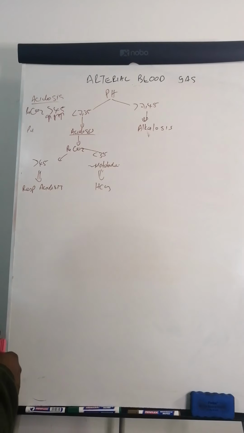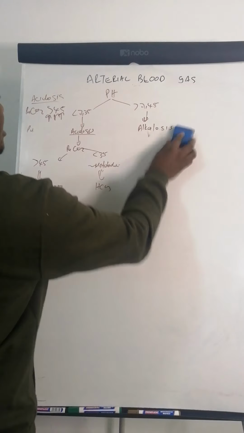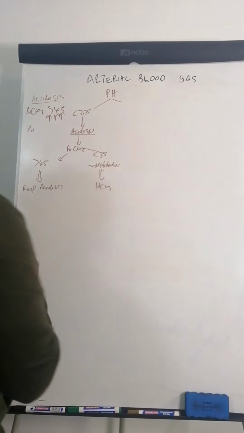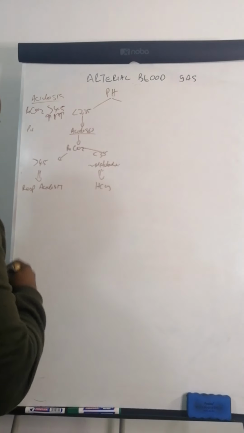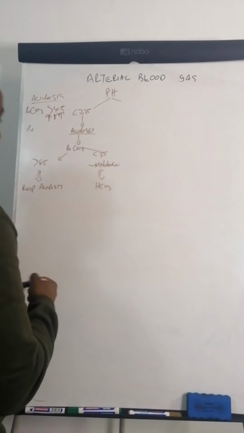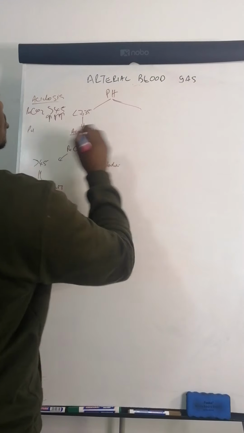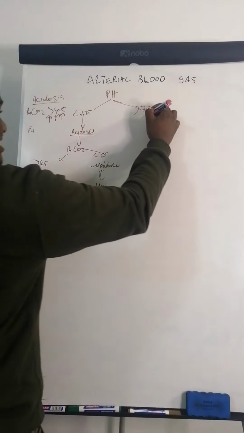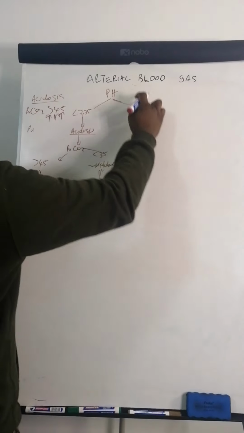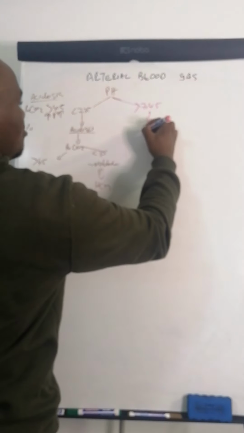So we have a patient. This patient has got a partial pressure of more than 45. Just want to use a different color here. So this patient now has got a pH of more than 7.45. By definition, this is alkalosis.